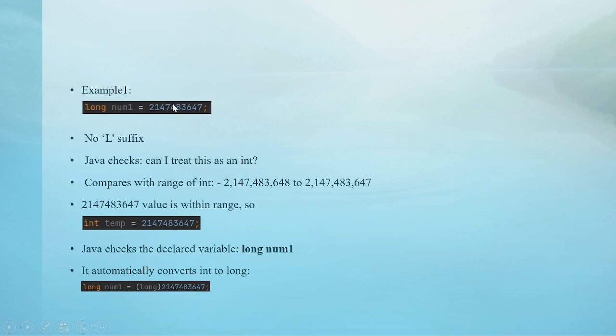So you know these steps, like how it internally converts. First it will check whether the suffix L is present or not. If not, then it checks whether it can treat it as an int or not. So it compares the range of the int. If it falls within the range, then internally it will convert from int to long.